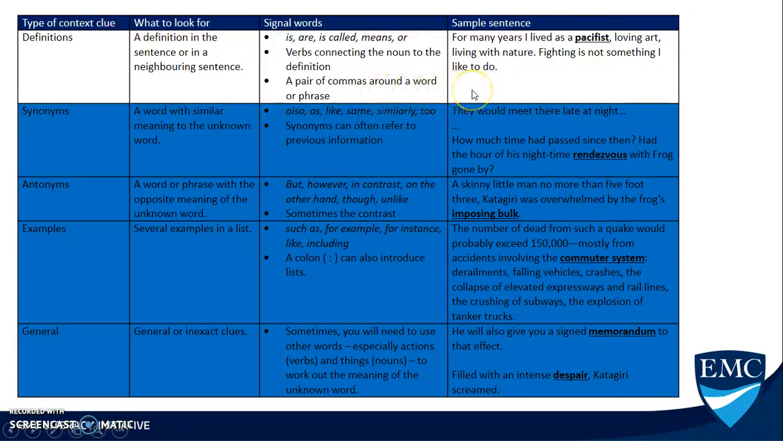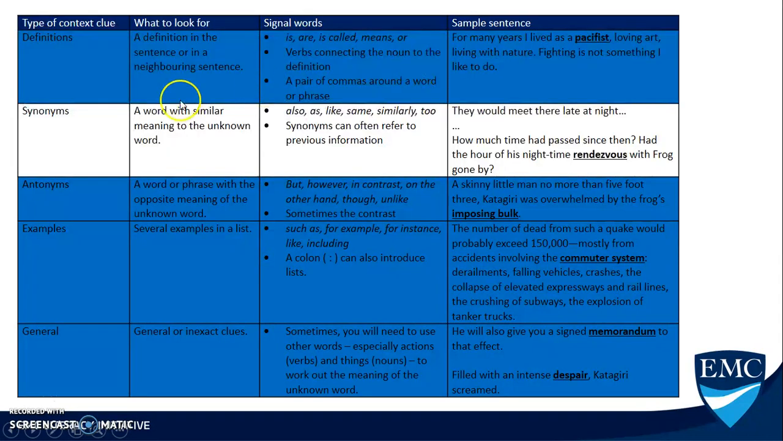In Super Frog Saves Tokyo, this sentence appears. For many years I lived as a pacifist, loving art, living with nature. Fighting is not something I like to do. Using our context clues, we can see that after the unfamiliar word, we've got this pair of commas, loving art, living with nature. So we've got a little bit of a list happening. And then we've got another sentence that says fighting is not something I like to do. Using this, we could maybe have a guess that pacifist is something to do with not fighting or just enjoying sort of peacefulness.